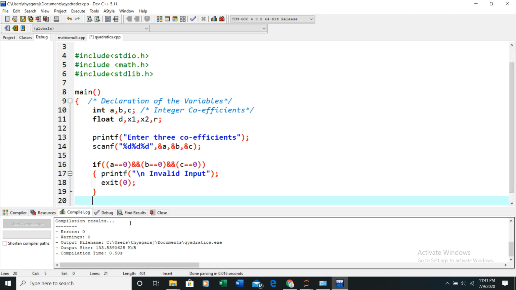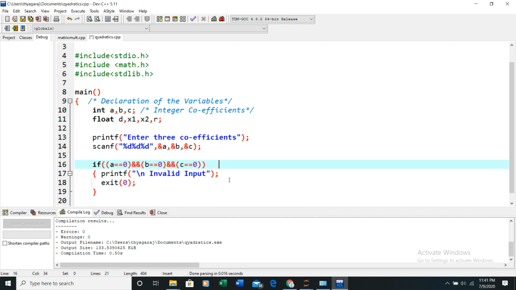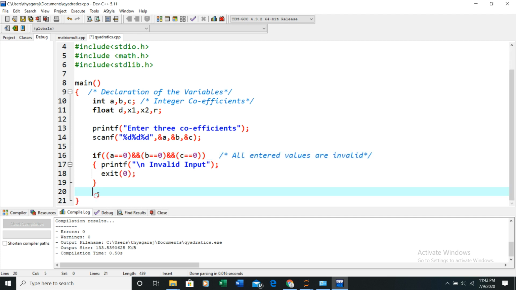Suppose he has entered properly, that means another case. So this is case 1, where all entered values are invalid. Then we will go for another if condition, in which we will have a equal to 0.